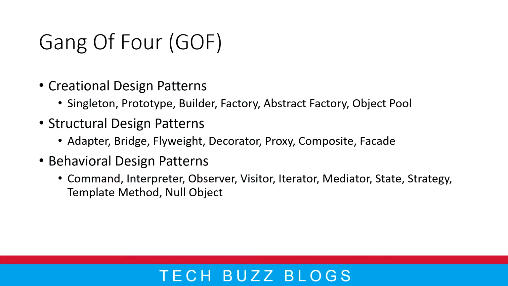Coming to the last one, behavioral design patterns: this is about how one object is communicating with another object. Creational is about creating objects, structural is about how one object is using another object, and behavioral is about how communication happens between two or multiple objects. In the examples of singleton, prototype, and builder, each one may have a different behavior, but all of them belong to creating the object. So this is about the core design patterns.